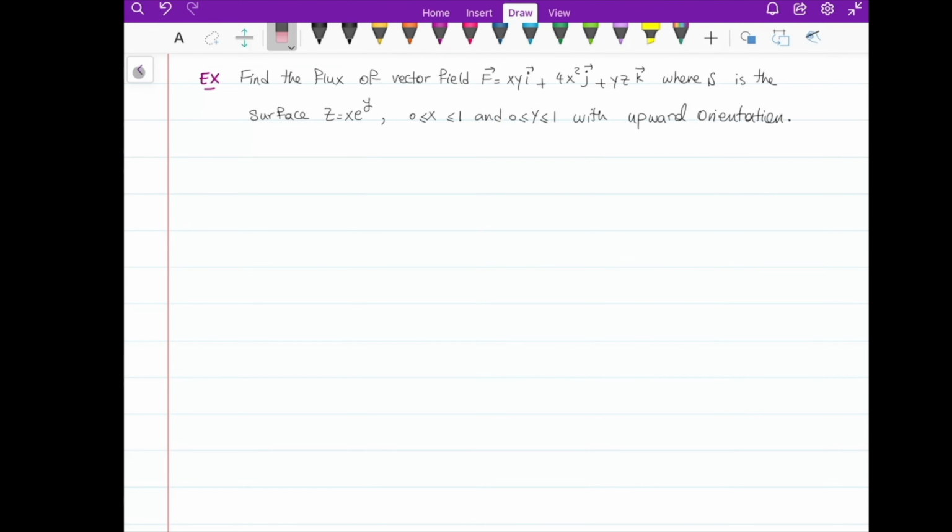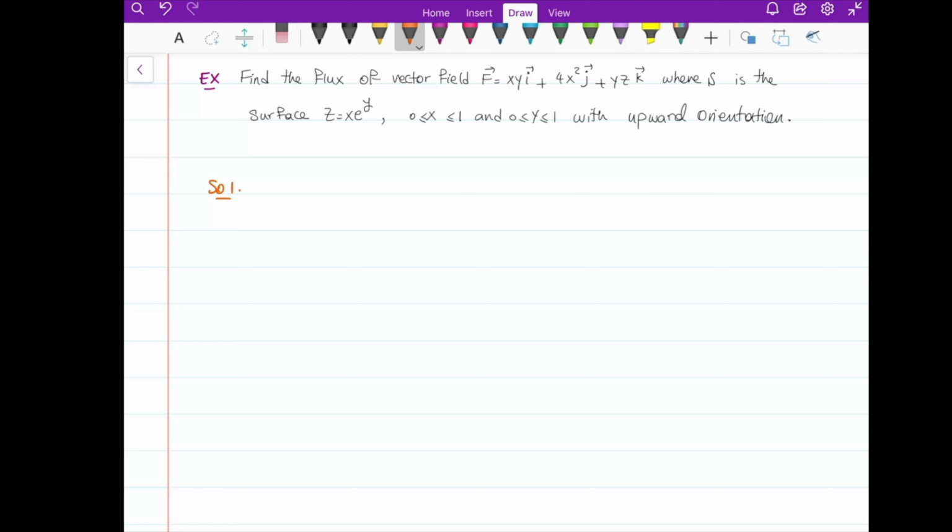Now let's look at this example. Find the flux of the vector field F with the coordinates xy, x squared, and yz, where S is the surface z equals x e to the y, x between 0 and 1 and y between 0 and 1 with upward orientation.